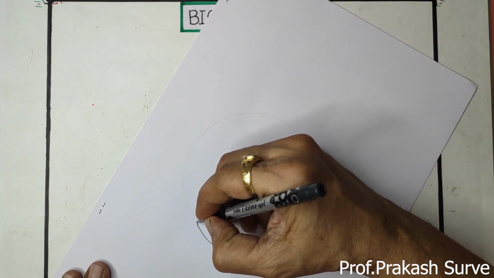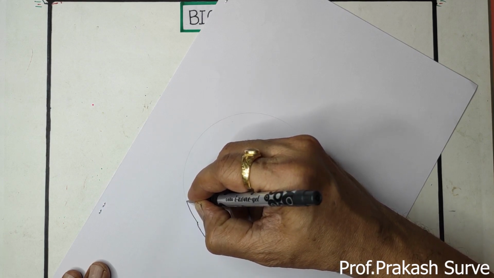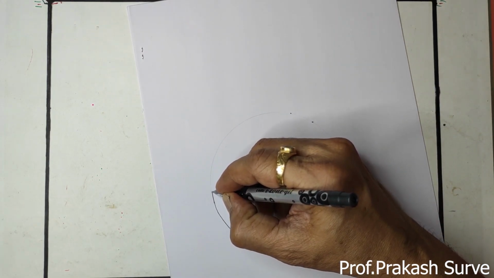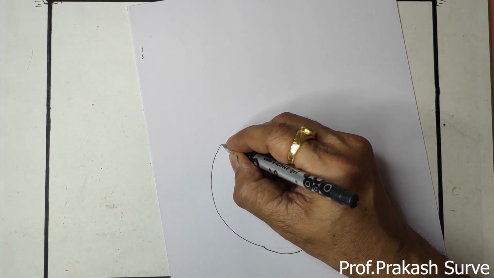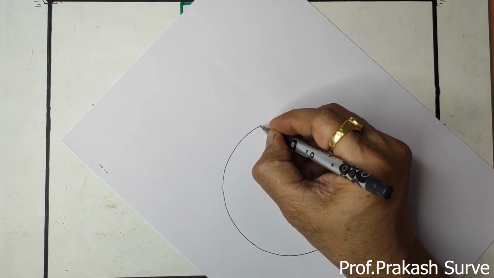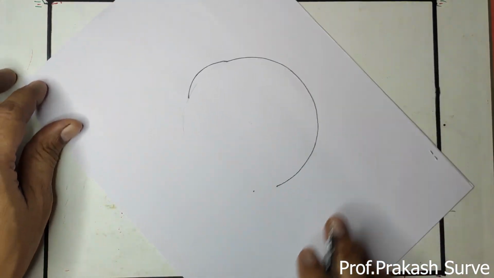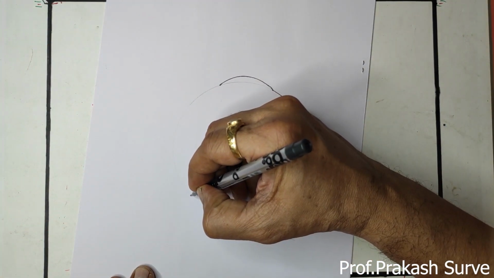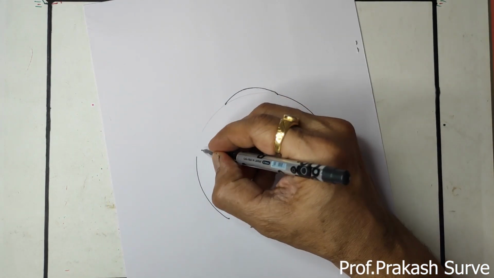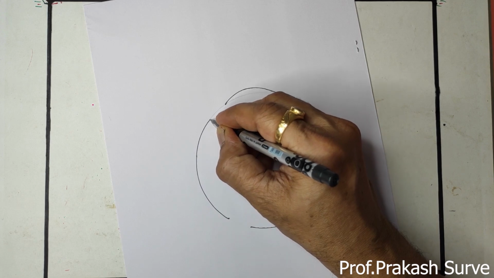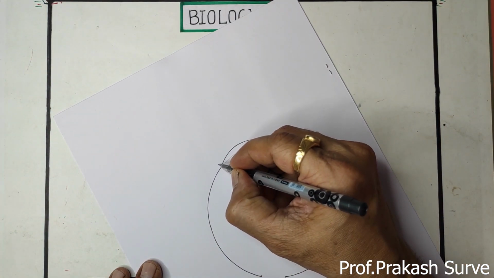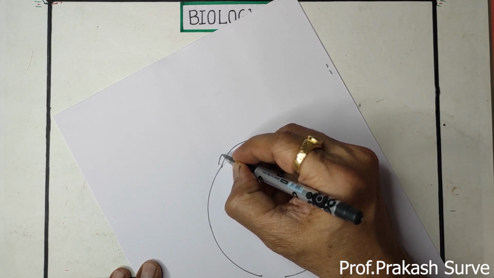Now continue this line up to these two dots. Same way from here we'll continue this up to this line. Now draw the corresponding line to this, that is the line for the cornea.